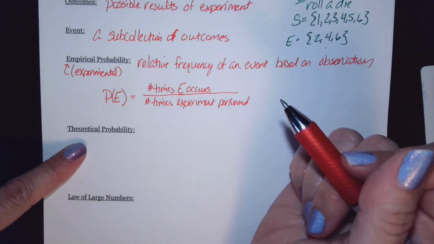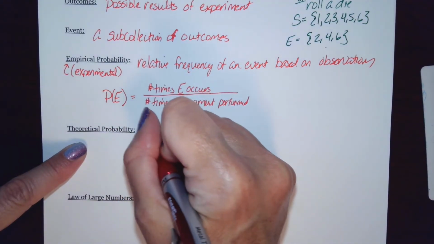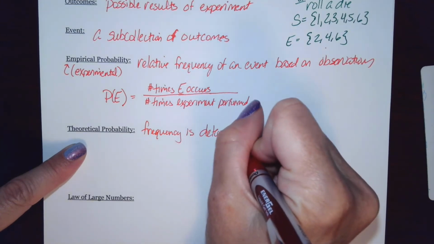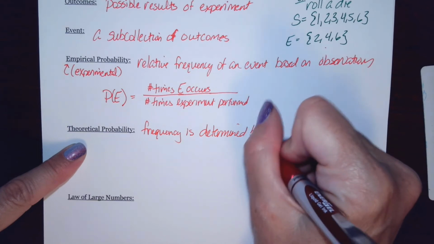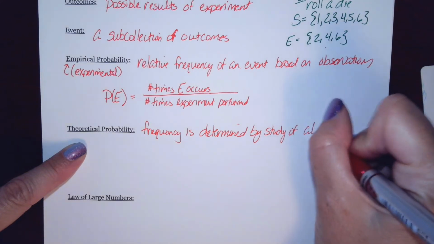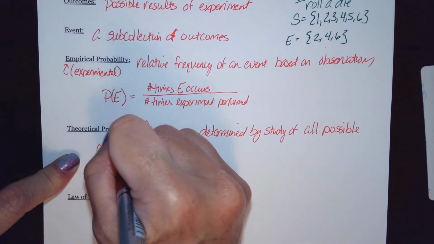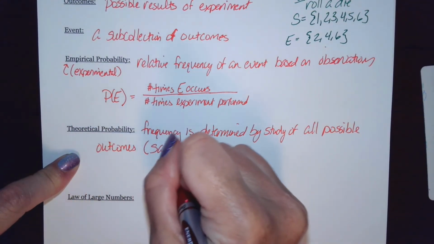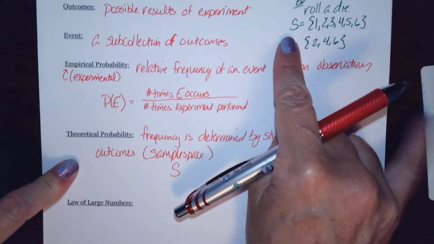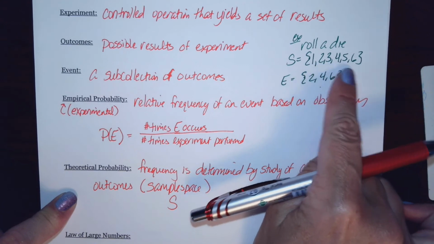Theoretical probability is when frequency is determined by a study of all possible outcomes. The frequency of an event is determined by a study of, by looking at, by analyzing all possible outcomes. And another name for all the possible outcomes is my sample space, which is designated S. Right there, my sample space, the list of all possible outcomes if I roll a standard die, would be 1, 2, 3, 4, 5, 6.